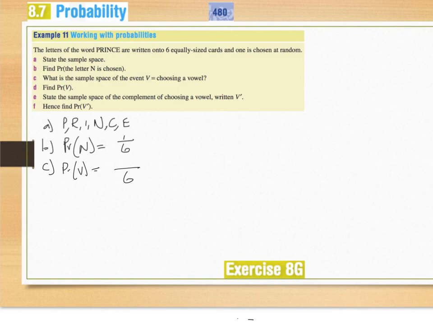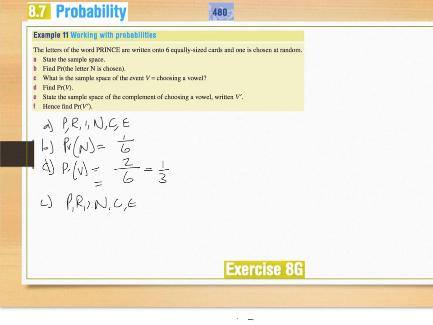How many vowels are there? There are 2 vowels, 2 out of 6. Please see that I'm now doing question D actually, and then I'll go back to C. 2 over 6 is the same as 1 over 3. Now going back to C, they ask what's the sample space of the event V? What are all the possible outcomes? It is still P, R, I, N, C, and E.